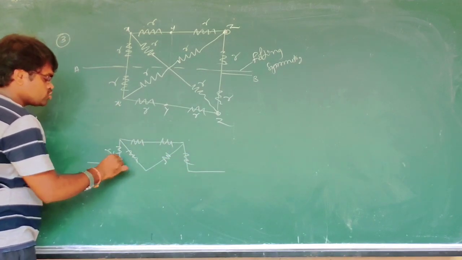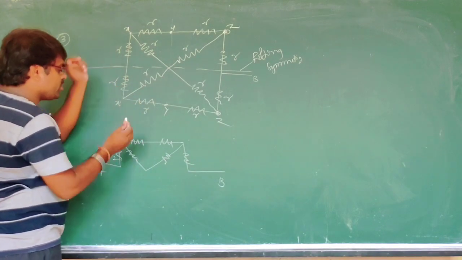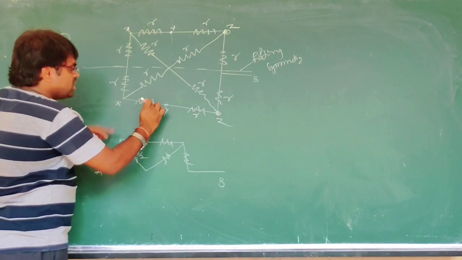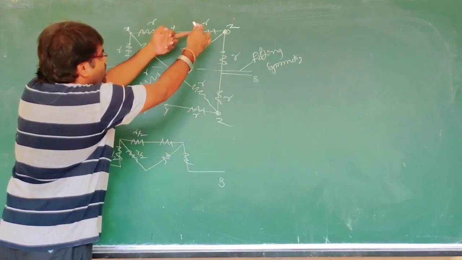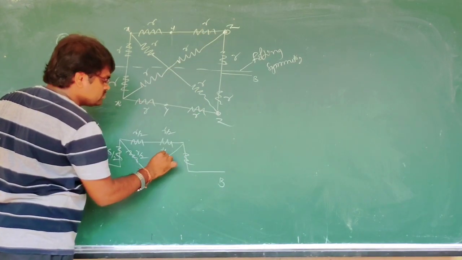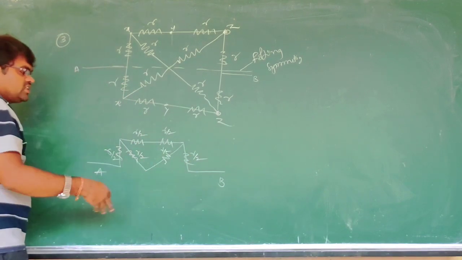That's R by 2, A here, B here. It is folding it, R by 2. Here R by 2. Here R by 2. Here R by 2. Here R by 2. Here R by 2. Over. Finished.